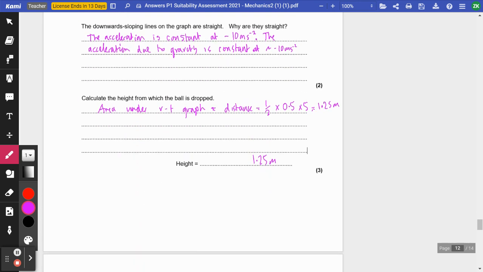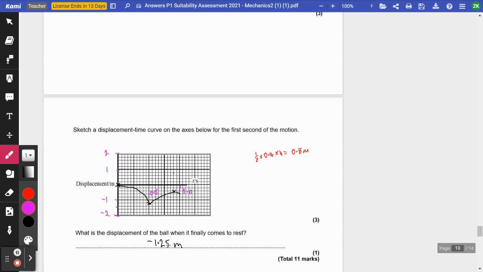So from minus 1.25, we add 0.8, and we know it never goes back to its original height. It's slightly below that height, and if you do 0.8 take away 1.25, we get minus 0.45. So I've marked the point minus 0.45 here.